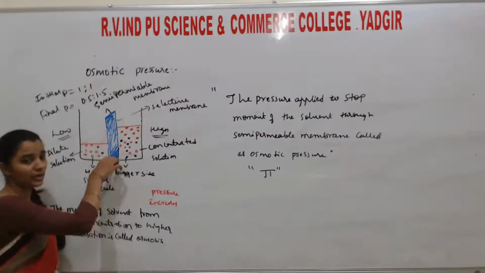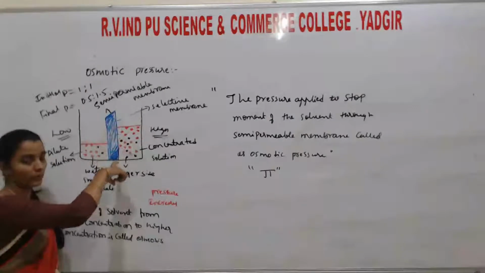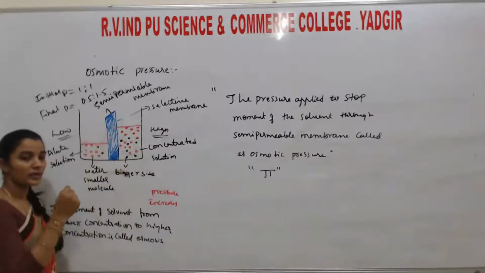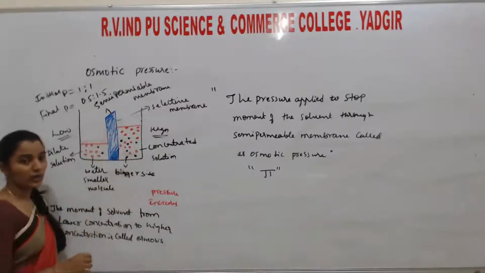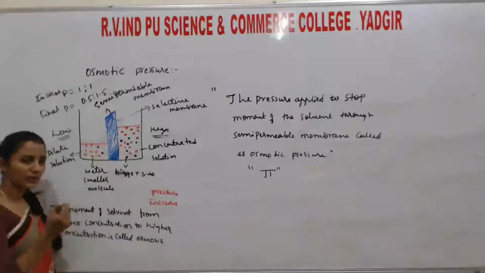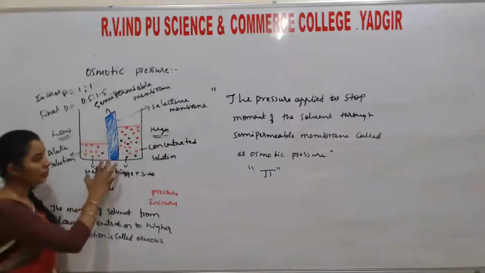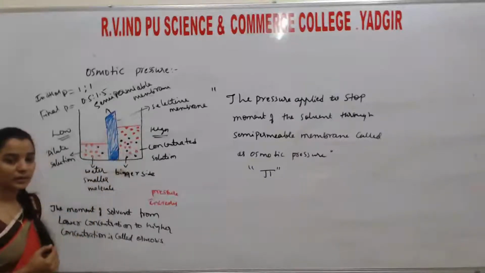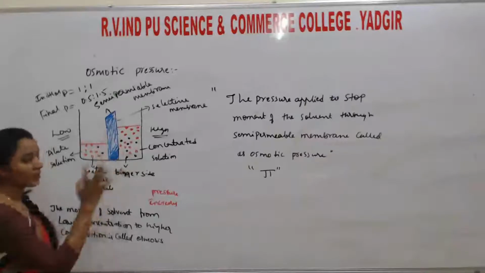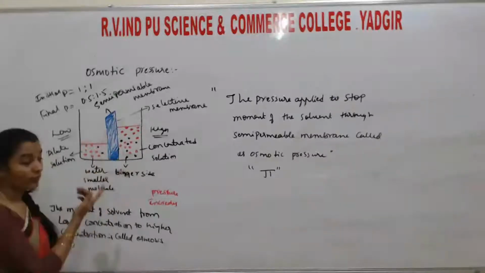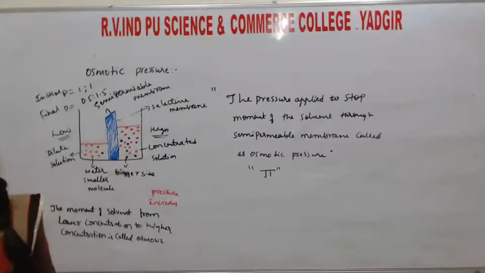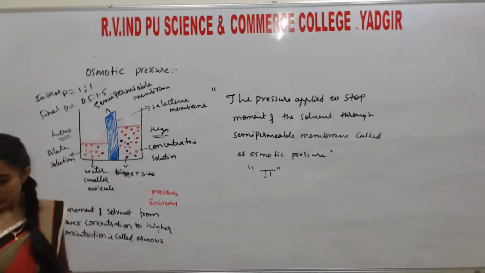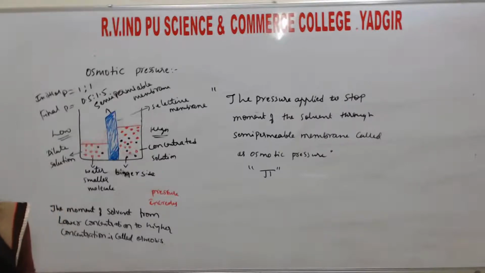Because if solids are there, the semi-permeable membrane is very thin, it has very small pores, so it cannot allow solid particles to pass through it. If it is in ionic form, very small in size, in a solution form, then only it can allow the particles to pass through it. That's why we are considering molarity here, not molality. Okay.